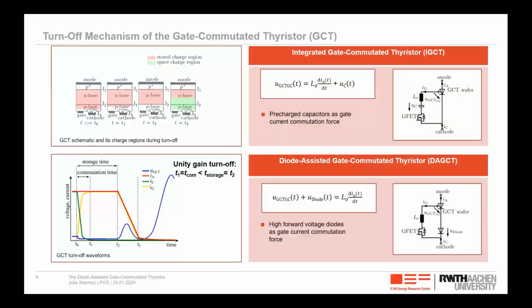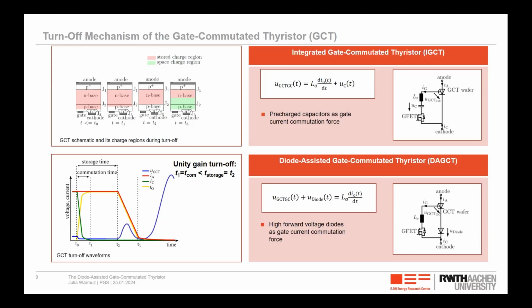Here I brought you a schematic of a GCT wafer. So how does it operate? When it is in conduction mode, it is flooded with charge carriers, and we want to turn off the device by withdrawing these charge carriers out of the gate. The turn-off process is as follows. The whole current starts to commutate out of the gate till the gate current reaches the anode current, and simultaneously the cathode current declines to 0. This time span is then called commutation time.